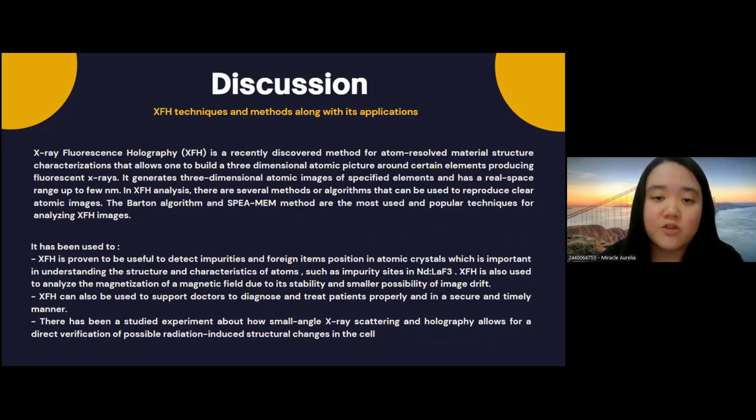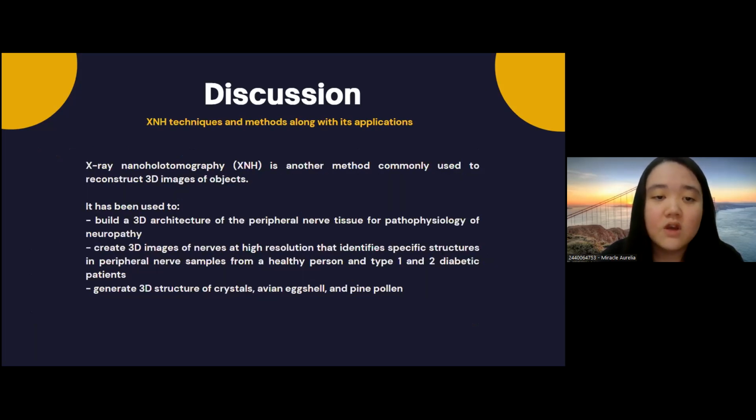and foreign items position in atomic crystals, support doctors to diagnose and treat patients properly, and verify possible radiation-induced structural changes in a cell. Next. The next technique is X-ray nanoholotomography, and it has been used to build a 3D architecture of the peripheral nerve tissue, visualize 3D structure of nerve, crystals, eggshell, and pine pollen at high resolution.